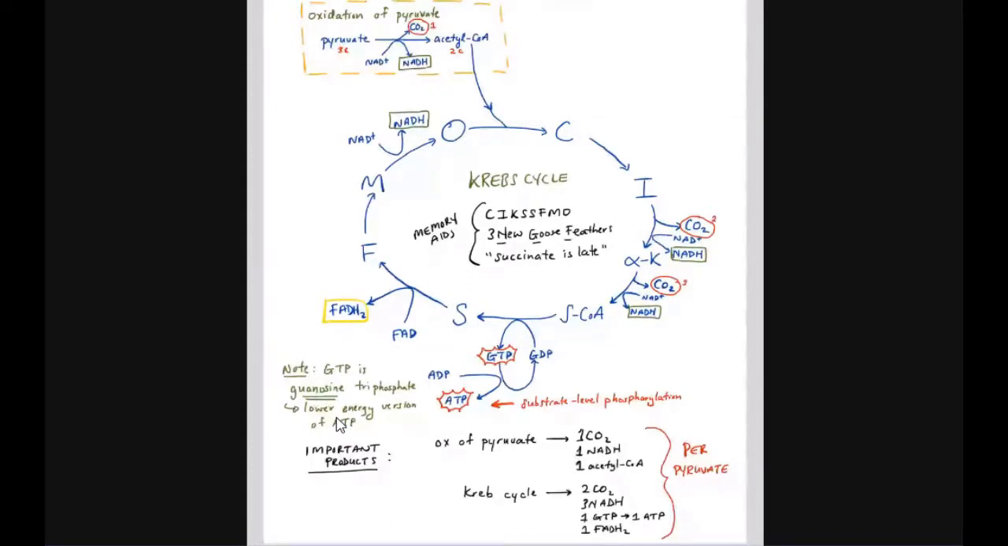Then between this stage and this stage, I cut off a carbon dioxide. I steal electrons. Cut off a carbon dioxide, steal electrons, make ATP, so GTP to ATP, steal electrons, shift, steal electrons, and then I'm back to the beginning. So really what we have here is CIKSSFMO. So let me just shift that out of the way. If you look in the middle at the memory aids, CIKSSFMO.